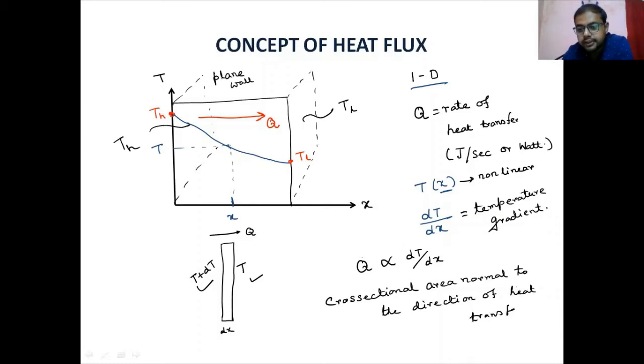This is the most important thing. This Q, heat transfer, is also proportional to this A, at any section AX, if you're taking AX at X. So this Q, rate of heat transfer, is directly proportional with the temperature gradient because it is the cause. This temperature gradient is the cause, and due to the temperature gradient, the heat transfer is the effect.